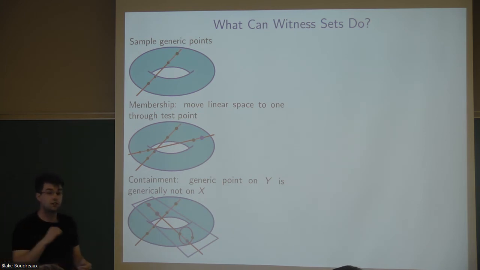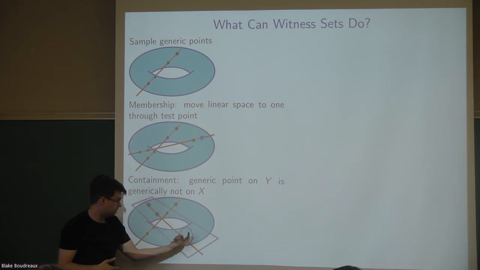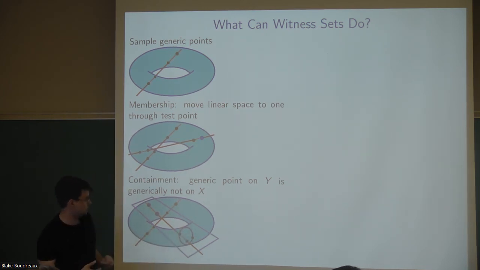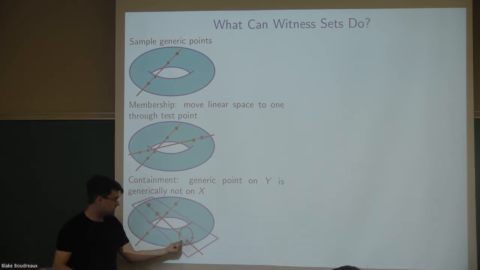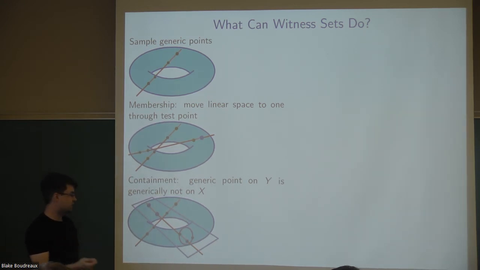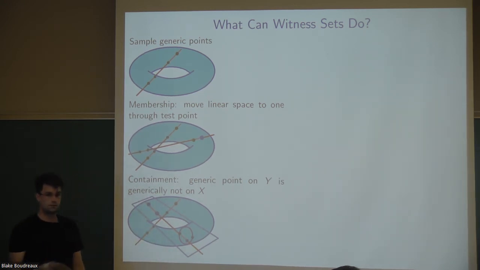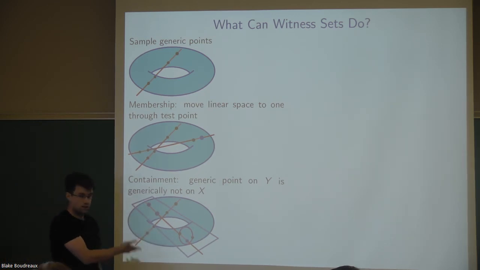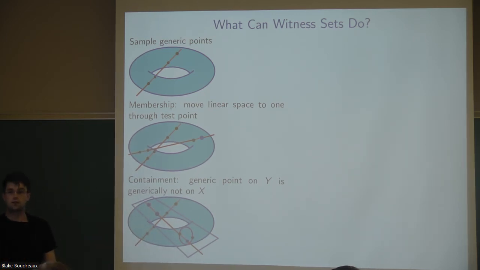You can do containment of varieties. Okay, so here we have a circle and it's contained in the torus, and we want to verify whether or not this is the case. Well, as long as I have a witness set for this circle, I can choose a generic point on it. And then I can check if that generic point is on the torus. A generic point on this circle is going to be on the torus only if the circle is a subset of the torus.